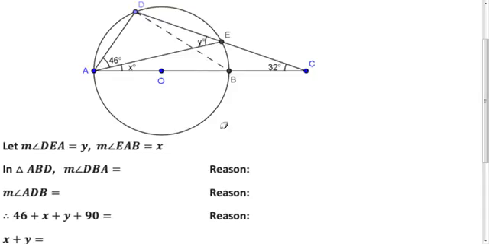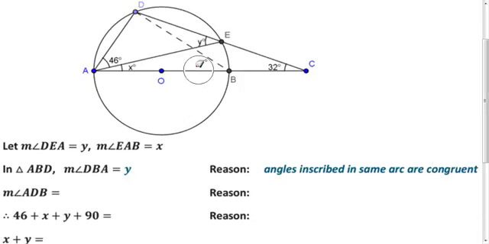And there's a lot going on here, so I think this will be easiest if we break it down and go step by step and justify each step with a reason. So we're using the letter y to represent the degree measure of angle DEA. And what would the measure of angle DBA be? Well, DBA is an inscribed angle that intercepts arc AD. But so is angle DEA. So since they're both inscribed and they intercept the same arc, they have to have the same measure. So this is also y degrees.